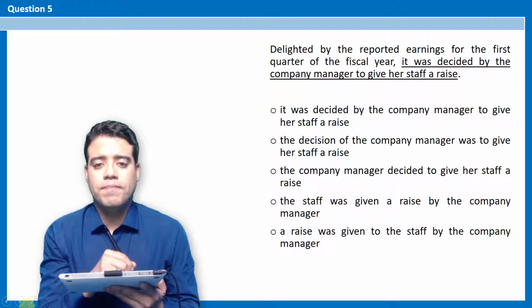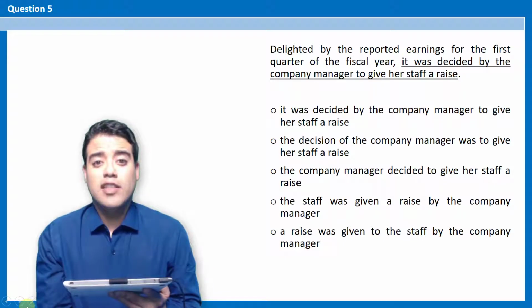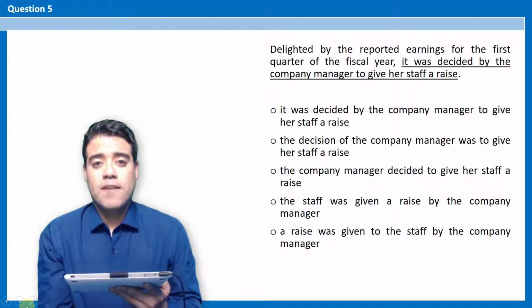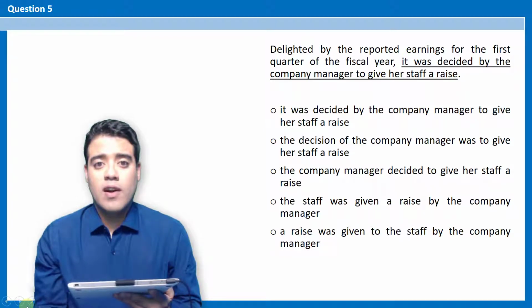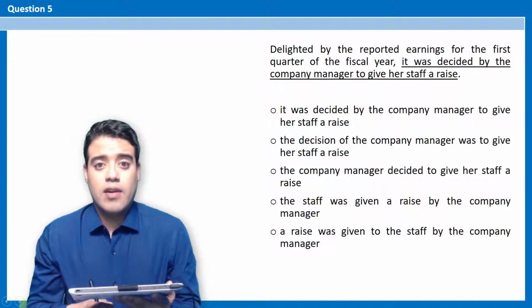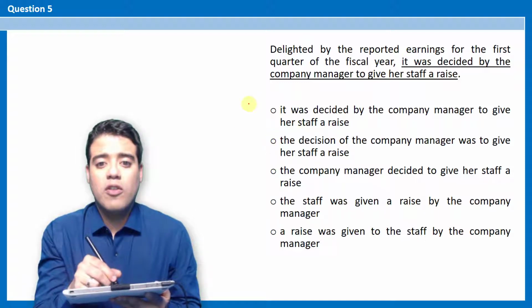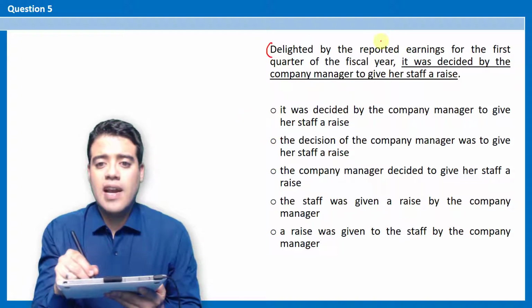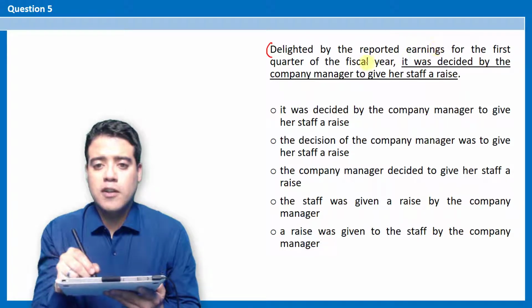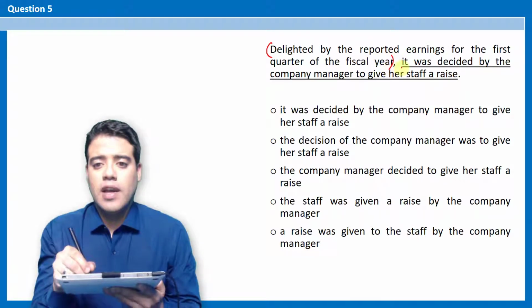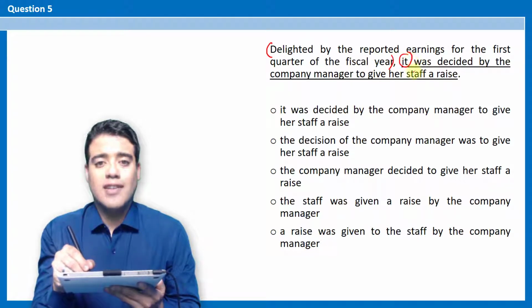Number 5. Past participles at the beginning. When you have a verb ed or irregular verb at the beginning, it has to make sense with the subject. So, delighted by the reported earnings for the first quarter of the fiscal year needs to make sense with my subject, it.